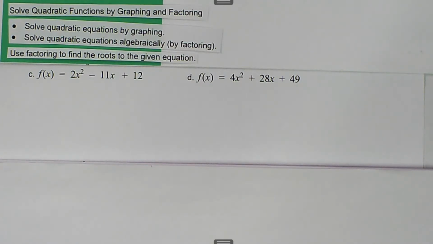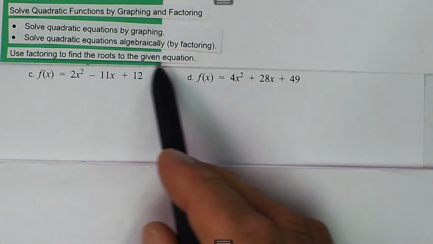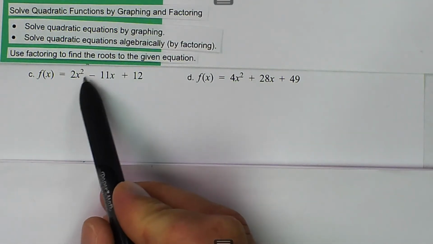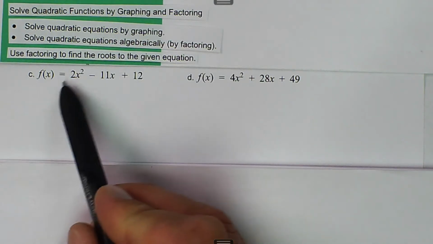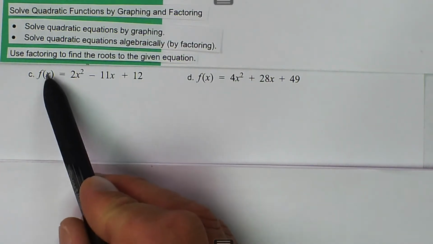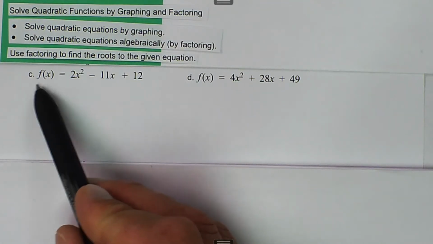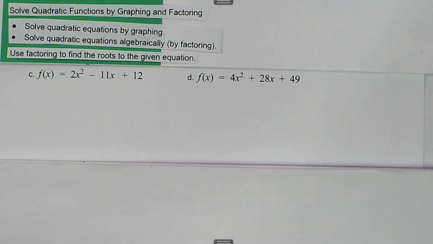We want to solve quadratic functions by graphing and factoring. So the directions here say use factoring to find the roots to the given equation. So here we have f of x equals 2x squared minus 11x plus 12. And in this case, we can substitute in for the y value 0. And so we have the left side equal to 0. And now we can start to factor this right side of the equation.